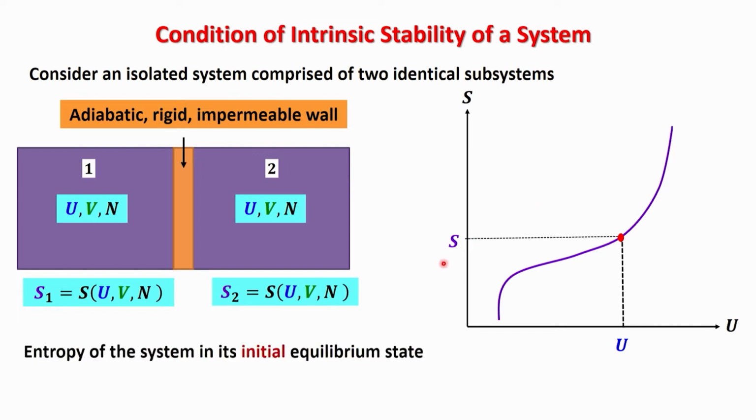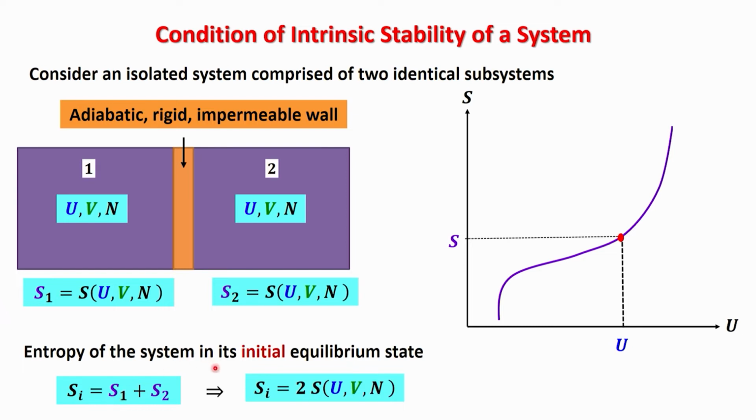And we also realize that the entropy of the system in its initial equilibrium state, where compartment 1 and compartment 2 are not only isolated from the surroundings but also isolated from each other, but identical. In that case, S initial is equal to S1 plus S2, which basically says that S initial is equal to 2 times this value of entropy for the given values of U, V and N. So, in this case it is 2 times the value that I have shown here.